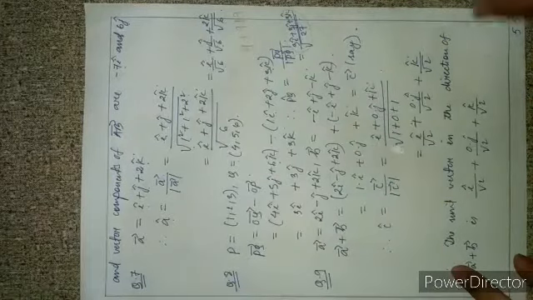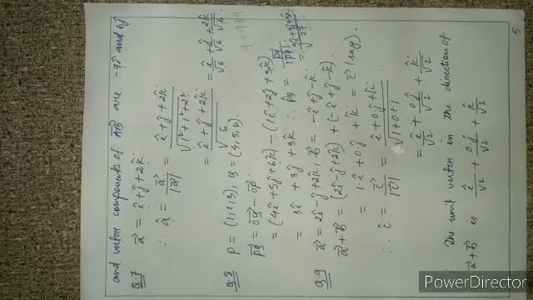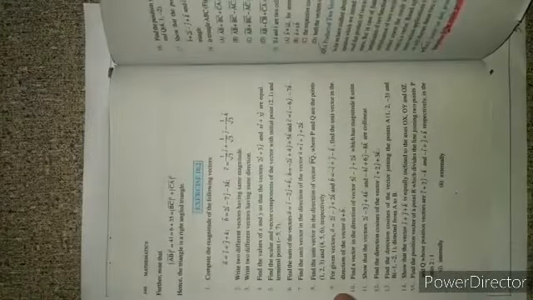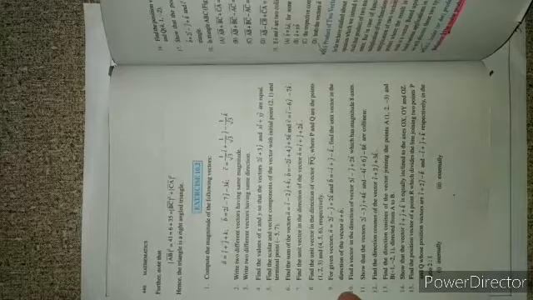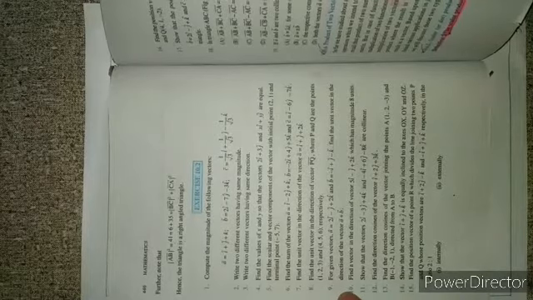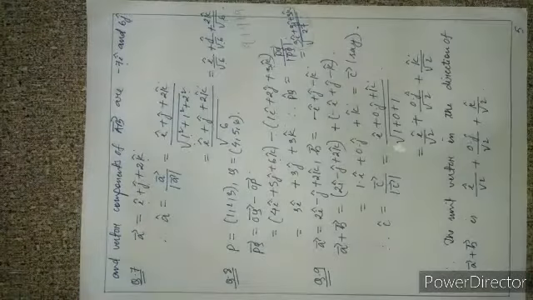Next, question number 9. The problem says: for the given vectors A vector and B vector, find the unit vector in the direction of the vector A vector plus B vector.